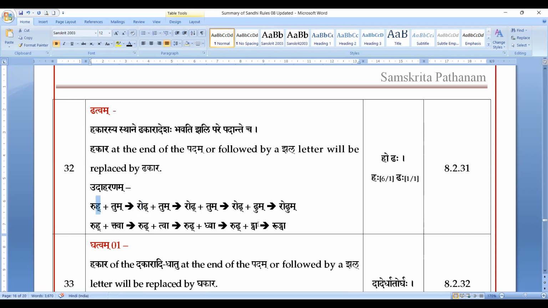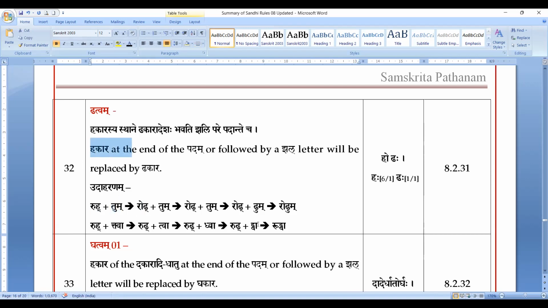Then, this Hakara, what is Rug? Rug is a Dhatu. Is it a Padam? It's not a Padam, it's a Dhatu. So, Hakara is not at the end of the Padam. Fine. Followed by what letter? Jal letter. That you have to see. It's a Jal letter.